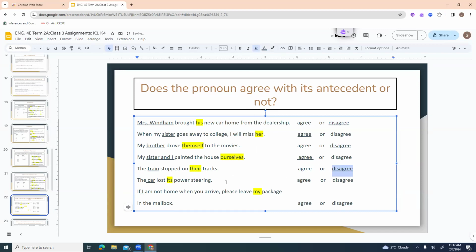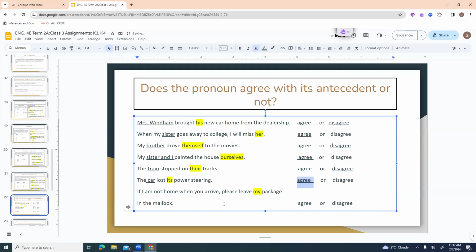The car lost its power steering. Does its agree with car or disagree? This is a tricky one. Some people see the S and think, well, it must not agree because S means plural. But remember, we talked about how S in this case just means that it belongs. So it is generally considered a singular pronoun. So yes, it does match car, and that one is fine. That agrees. You don't have to fix that at all.